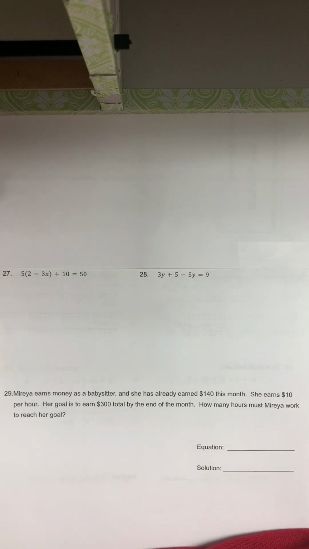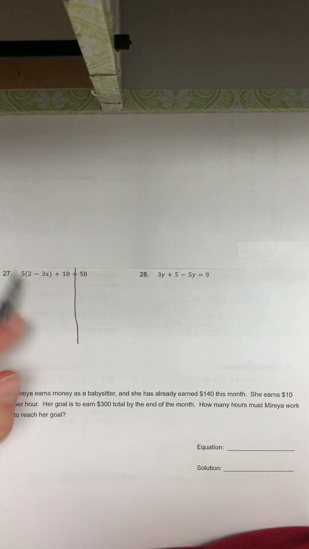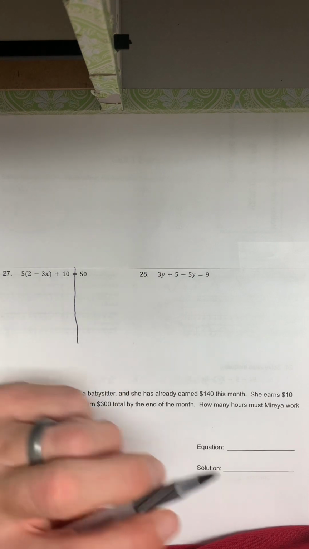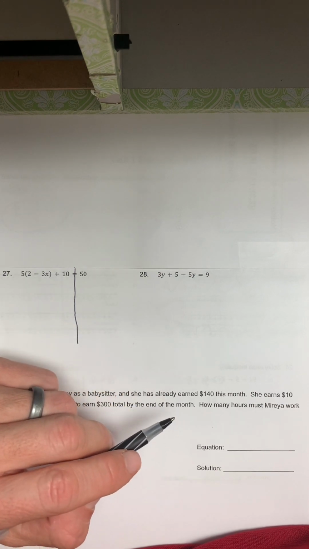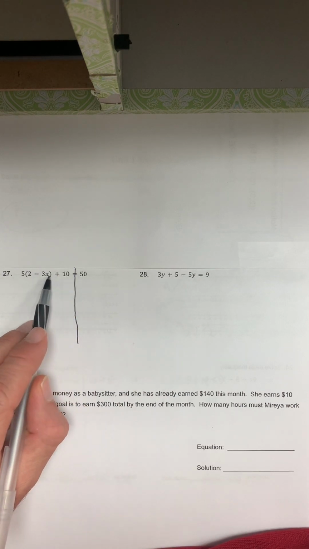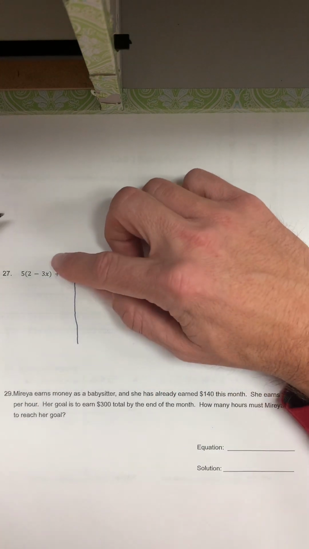In problem number 27, we're asked to solve, which means that we need to get the letter by itself. So we're done when this x is all by itself. So we're going to start moving a bunch of stuff away from x. When I'm solving, the first thing I always look for is, are there any parentheses? And I notice right here, there's parentheses. So that's the first thing we need to do.